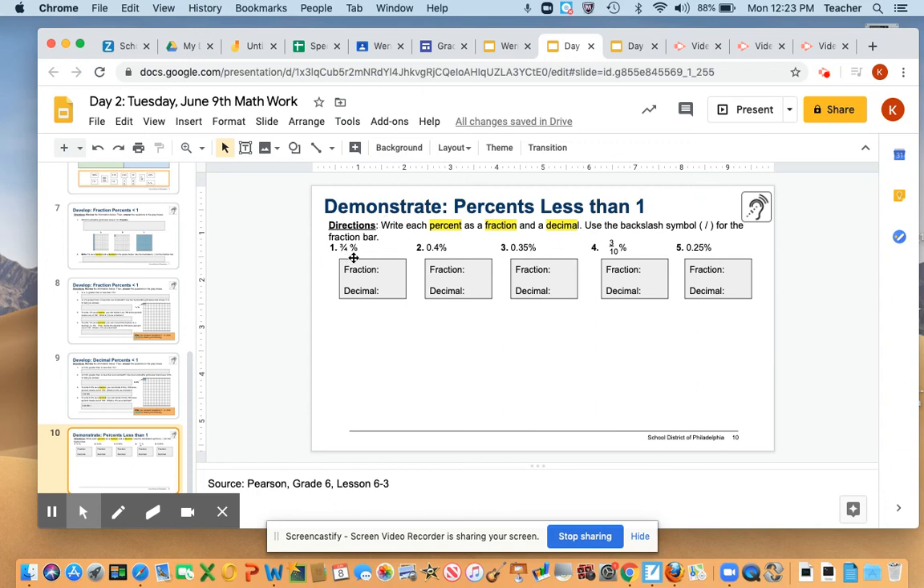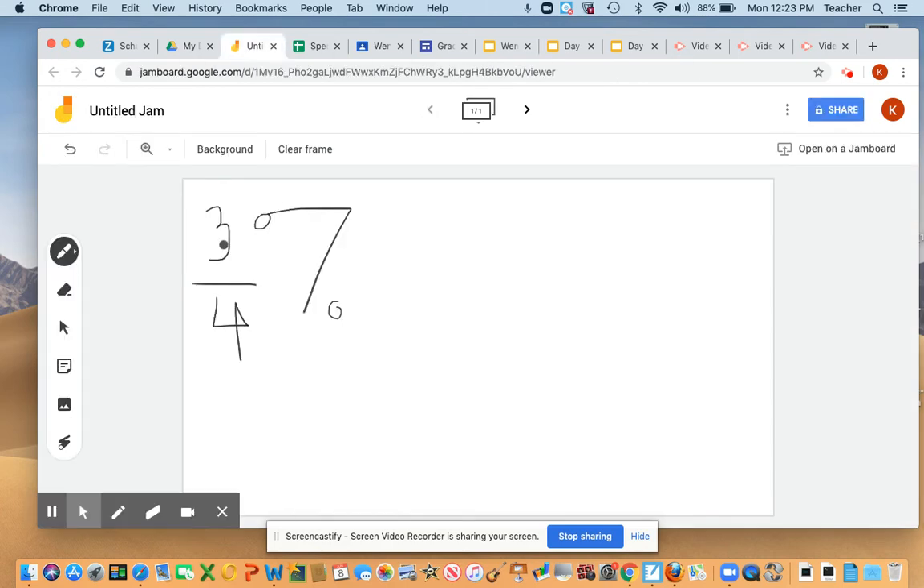Here we want to change our percents that we have into fractions and decimals. So I'm going to go ahead and start with 3/4%. I've got 3/4% up here, and my first goal is to turn this 3/4 into a decimal to make it easier. So 3/4, let's think about money. If I have 3/4 out of 4, I'm going to have 75 cents.